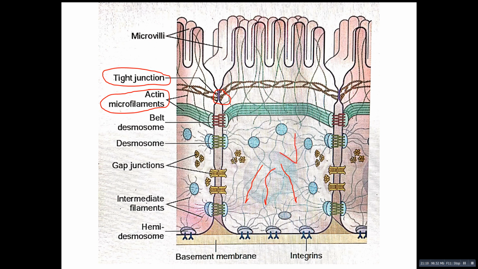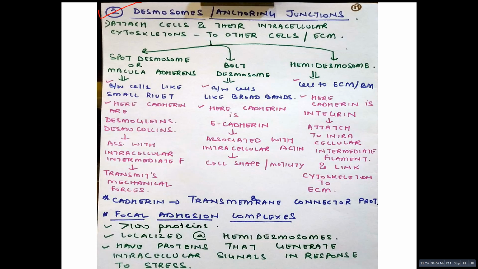Now, coming to the desmosome. What does the desmosome do? It attaches cells, meaning two different cells are attached by a desmosome, and it also attaches cells to the extracellular matrix. So they have two functions: attaching cells and their intracellular skeletons to other cells or even to the extracellular matrix. Now, there are three types of desmosomes. Again, a very important exam MCQ. One being the spot desmosome or macula adherens. Second being the belt desmosome, and third being the hemidesmosome.